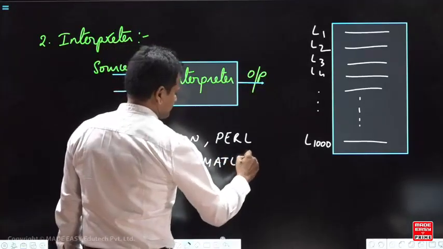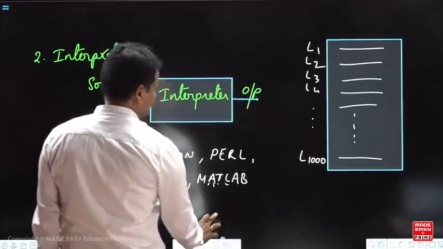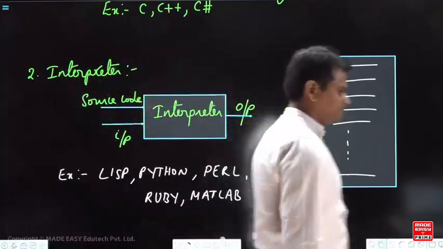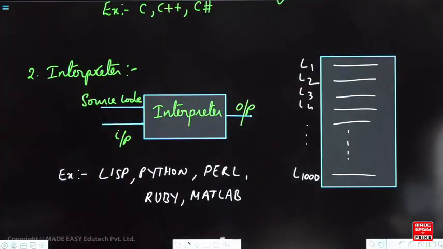Okay, so I'll dictate this one, you can copy. So take interpreter. Interpreter takes the source code as input, and produces the direct output.